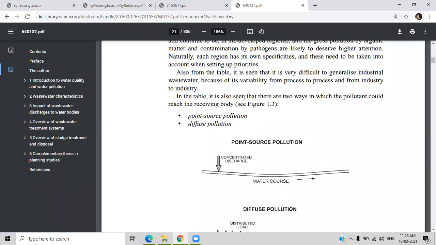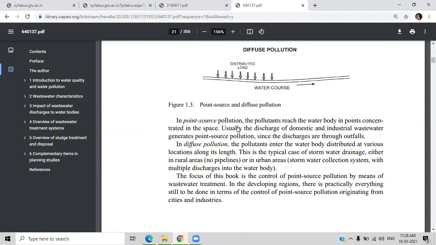In the table, it is also seen that there are two ways in which the pollutant could reach the receiving body: point source pollution and diffuse pollution. So what is point source pollution? In point source pollution, the pollutants reach the water body at points concentrated in space. Usually the discharge of domestic and industrial wastewater generates point source pollution, since the discharges are through outfalls. So due to the outfalls, the contaminated water reaches the surface body, and it gets polluted due to that phenomenon.